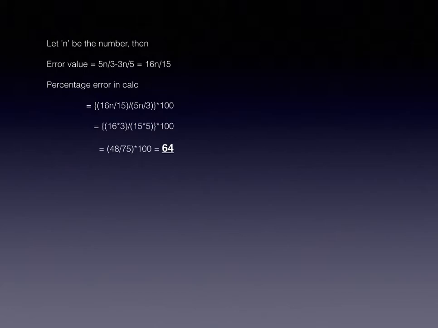And percentage error in calculation is equal to, that is, the error value out of the actual value, that is 16n by 15 by 5n by 3 into 100. Therefore, n and n cancels. 16n by 15 whole divided by 5n by 3 will give us 16 into 3 divided by 15 into 5 into 100. That is 48 by 75 into 100, which is equal to 64. Therefore, the percentage error in calculation is equal to 64%.